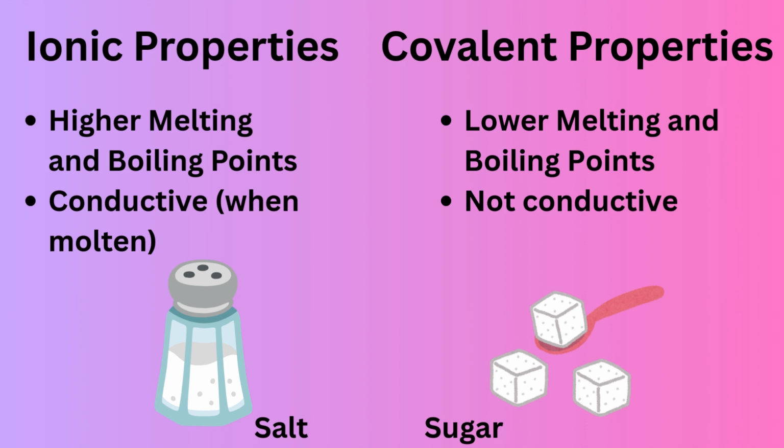Like ionic compounds generally have higher melting and boiling points, and they can conduct electricity when they're melted or dissolved in water. Covalent compounds usually have lower melting and boiling points, and they don't conduct electricity very well. That makes sense. It takes more energy to break apart those strong ionic bonds. And even within covalent bonds, there's another level of detail, right? Nonpolar and polar covalent bonds.